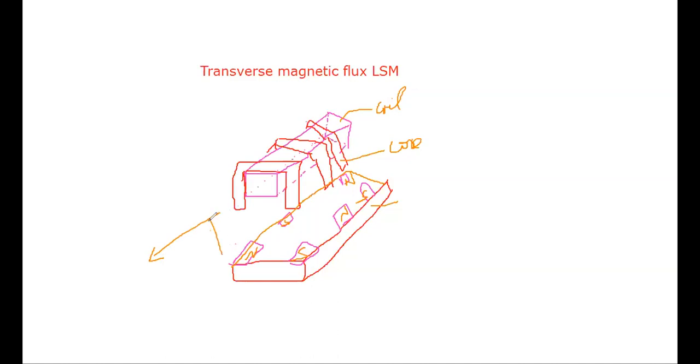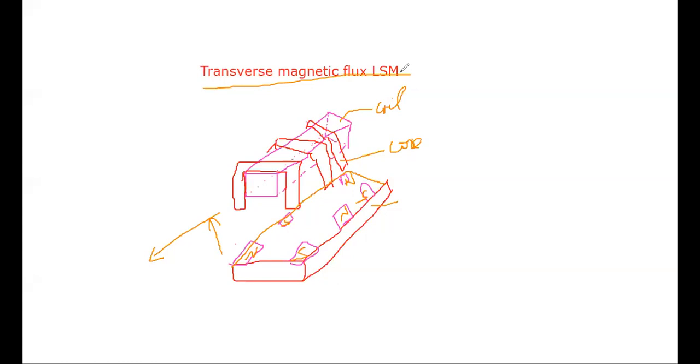So this is the direction of flux, which is produced by the interaction of the magnetic field from the primary as well as the secondary. So the flux direction is perpendicular to the direction of the motion. So this type of machine is said to be a transverse magnetic flux type linear synchronous motor. So this motor comes under a permanent magnet type of machine.